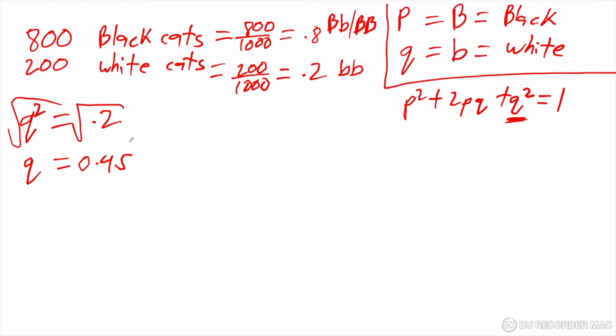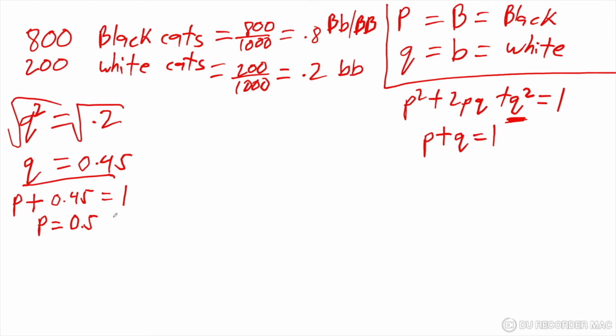Rounded off to the second decimal place. Okay. Now that we have the Q, remember the next equation that we have mentioned earlier, P plus Q is equal to 1. Since we have our Q, our P would be P plus your Q, 0.45, is equal to 1. You can get your P now by subtracting it from 1. You have your P as 0.55. Again, to the second decimal place. Okay? So now that we have our P and Q, we are now done.